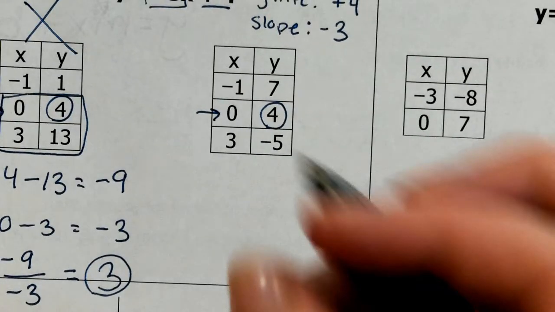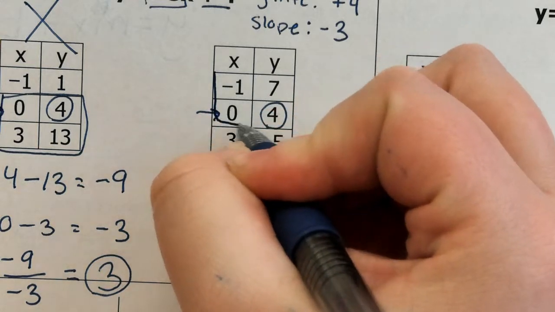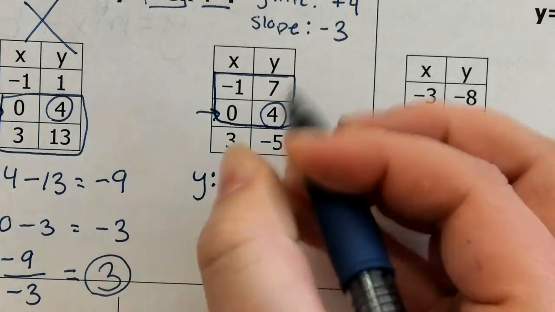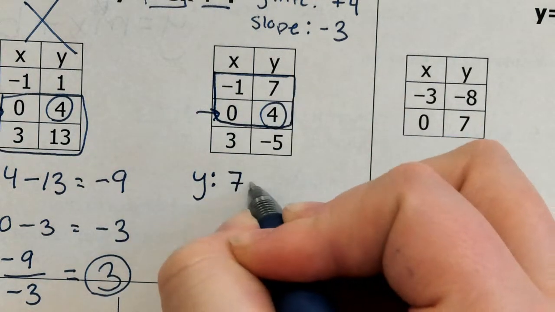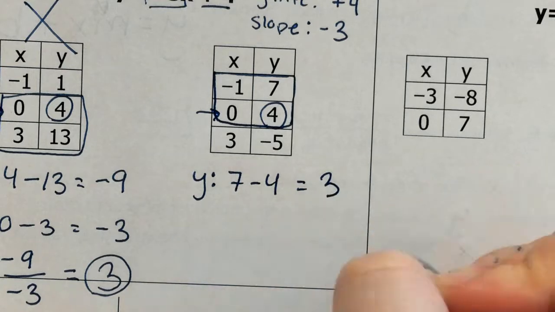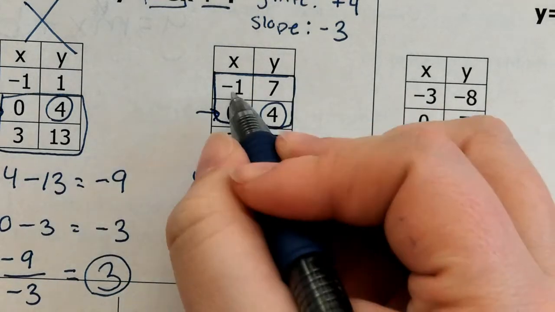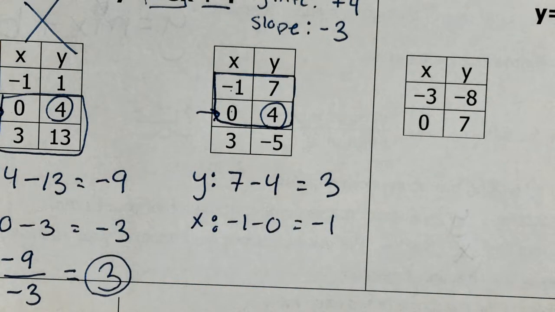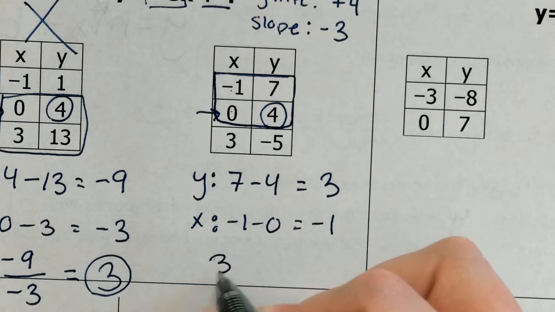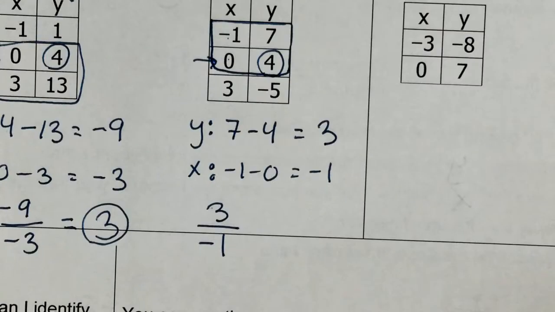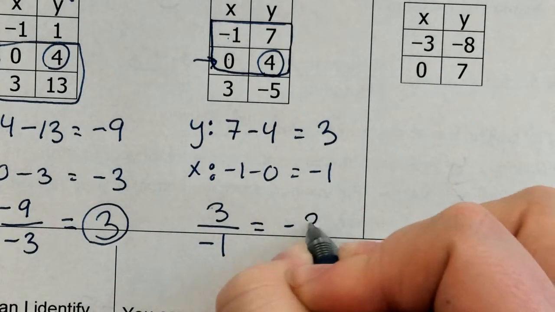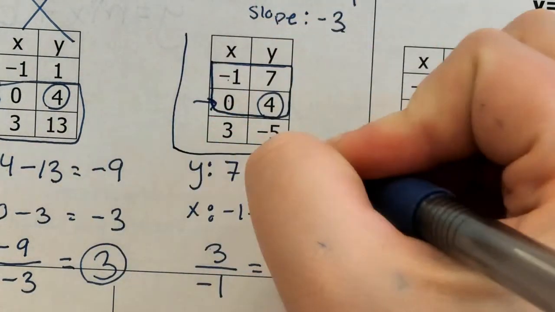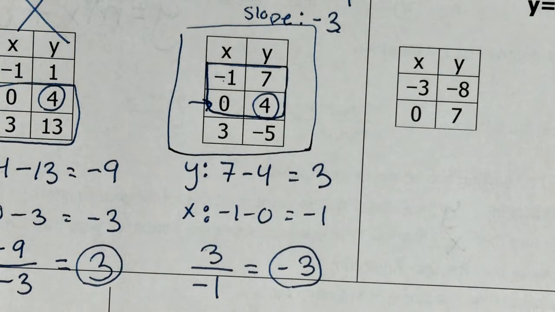Let's try this other one. Let's pick the first 2 this time. Okay, for my y values, I have 7 minus 4, and that equals 3. For my x values, I have negative 1 minus 0, and that equals negative 1. So that means my slope is 3 over negative 1, which equals negative 3. Oh, that's what I'm looking for. So this table is our answer.